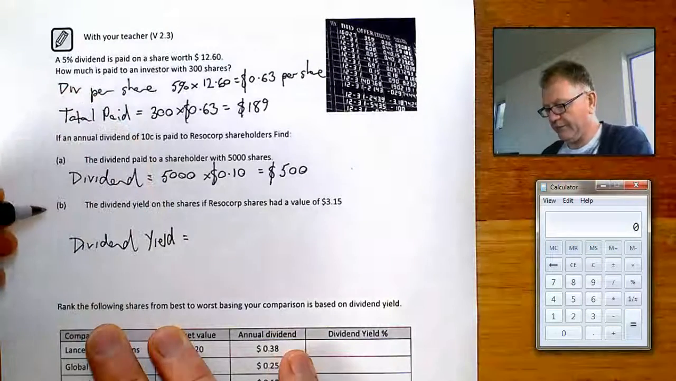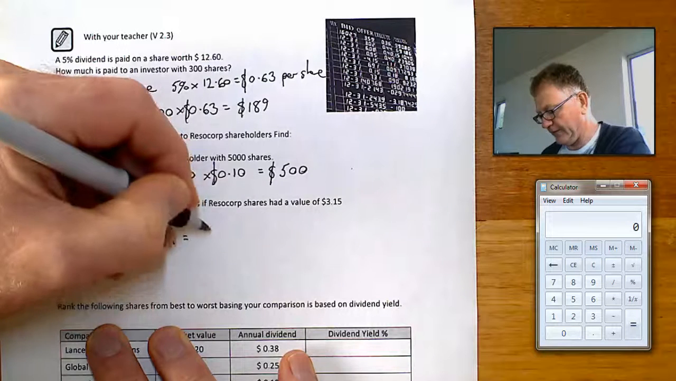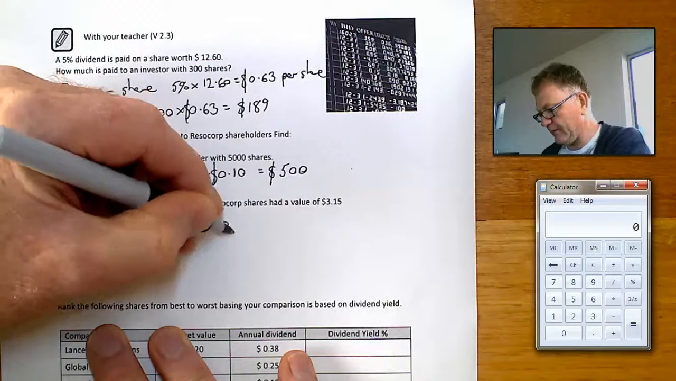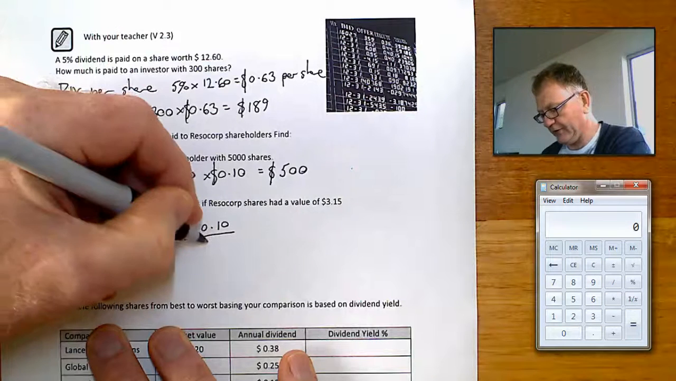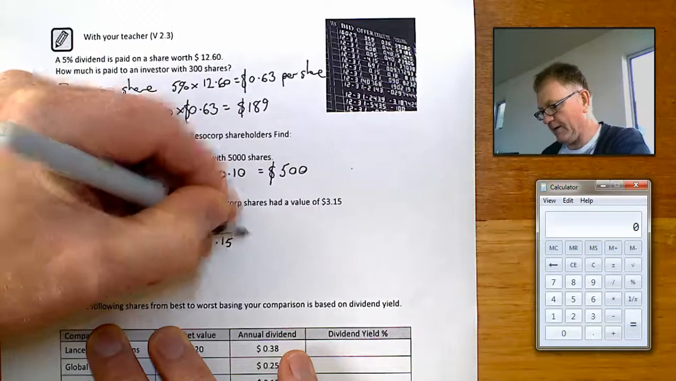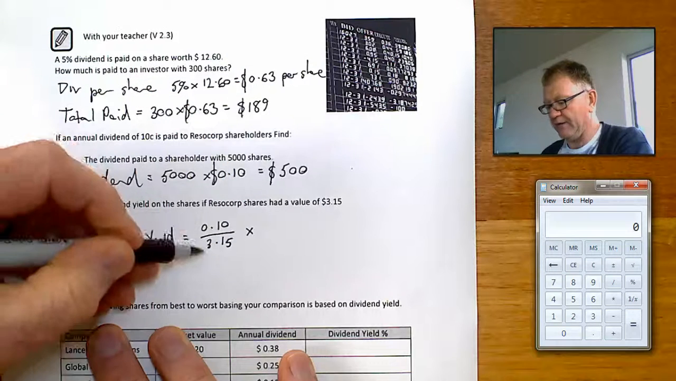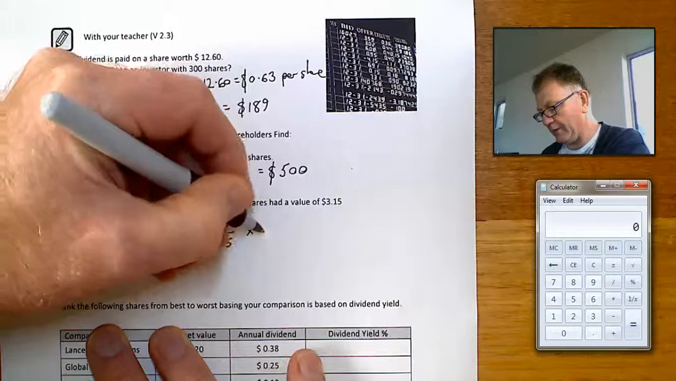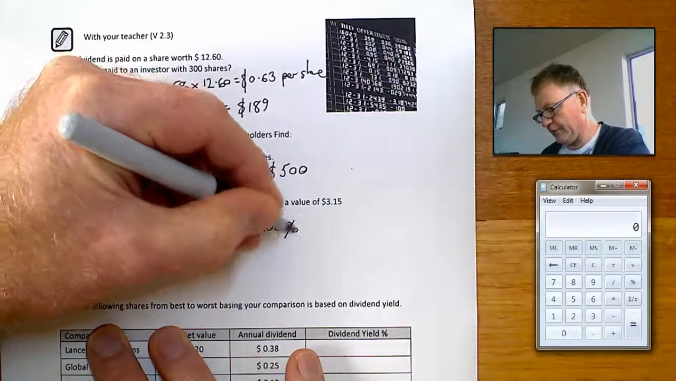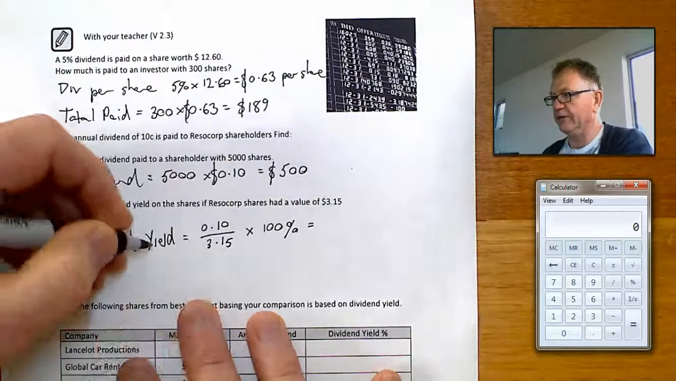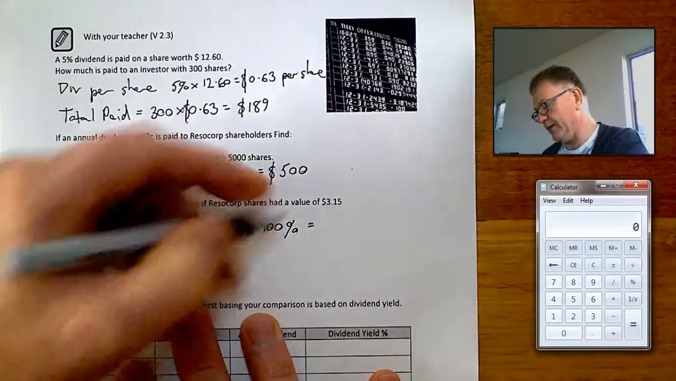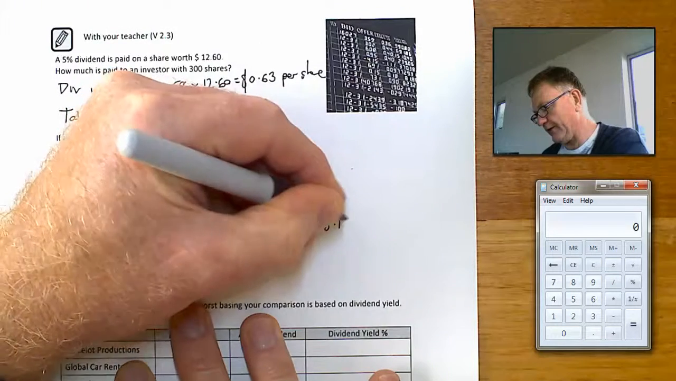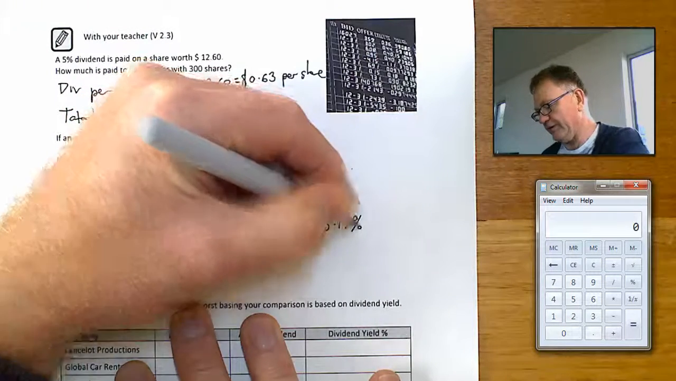So to work it out, the annual dividend per share, it was a 10-cent dividend, divided by the market value of the share, they're worth $3.15, and divide out, that would be as a decimal, then multiply it by 100% to express it as a percentage. If you do that, 0.10 divided by 3.15 times 100%, you should get 3.17% is the dividend yield.